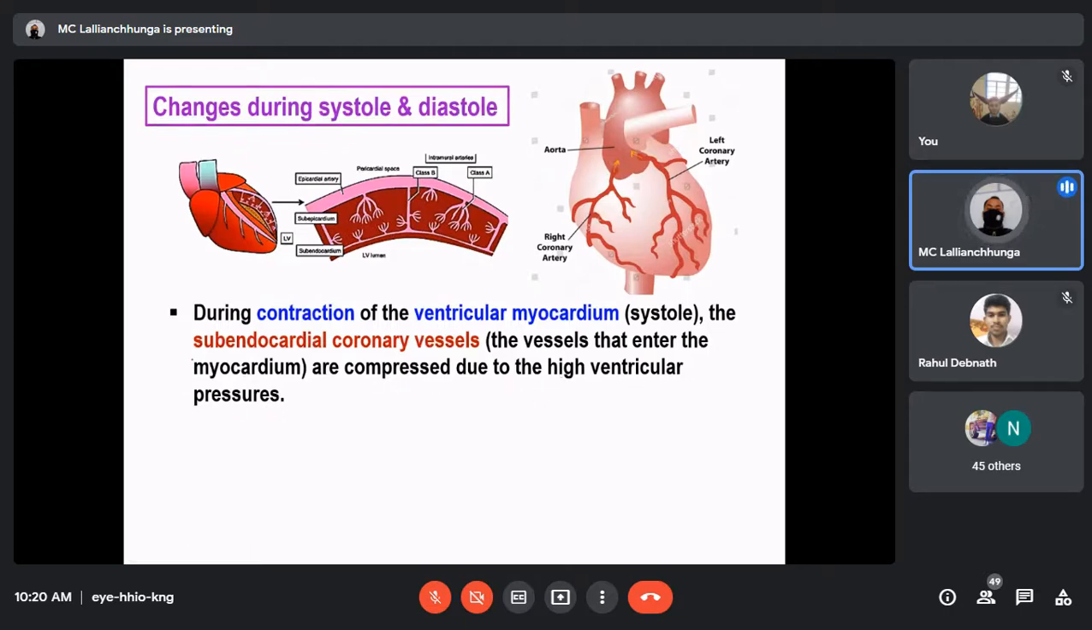pressure. Now let's see in this diagram what these subendocardial coronary vessels are. Here you see the first diagram. This is a cross section or longitudinal section of the heart. So you know that the myocardium which is in contact with the endocardium, the part of the myocardium which is coming in contact with the endocardium, they are the subendocardial. The vessels which are present in this area are the subendocardial coronary vessels.